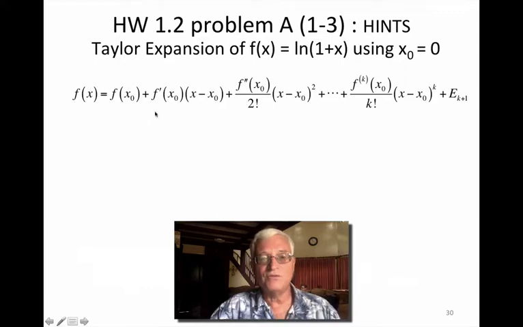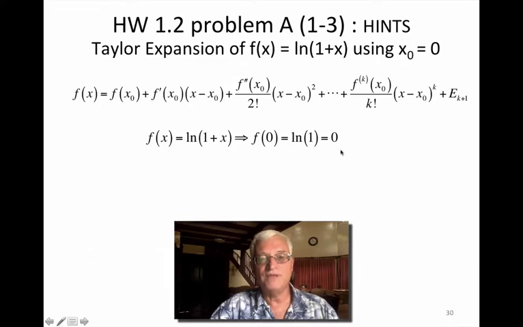So this is going to help you. If you don't have your book in front of you, this is the Taylor series. This is really all you need to accomplish most of the problems, except for the error term, which we'll talk about in just a bit. And let me help you get through problems 1 through 3 on part A.